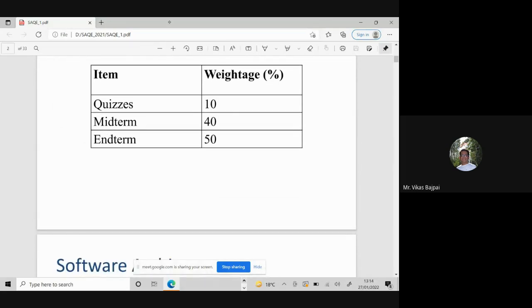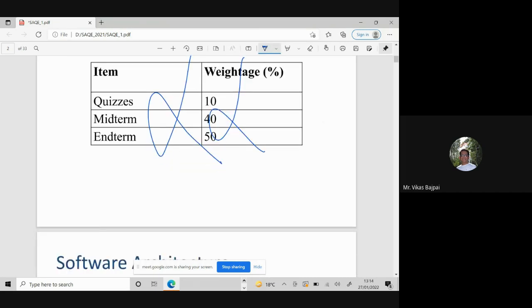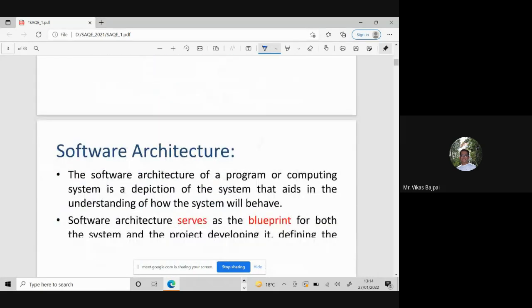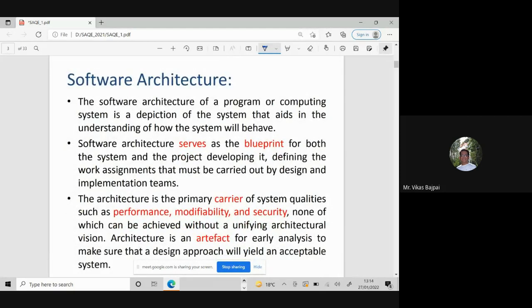So you don't have to follow this particular thing. We are not going to follow this distribution. We are going to follow the same one which we have discussed just now. Now, the first point is what basically is software architecture? Software architecture basically refers to the fundamental structure of a software system, because we are referring to software.